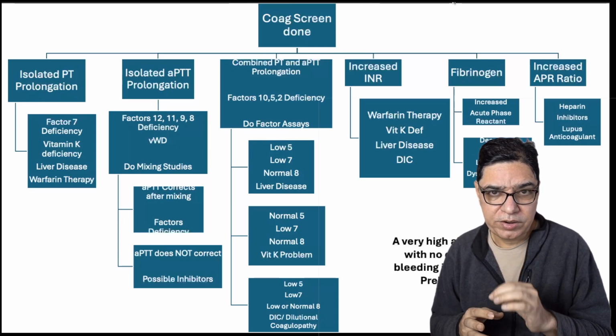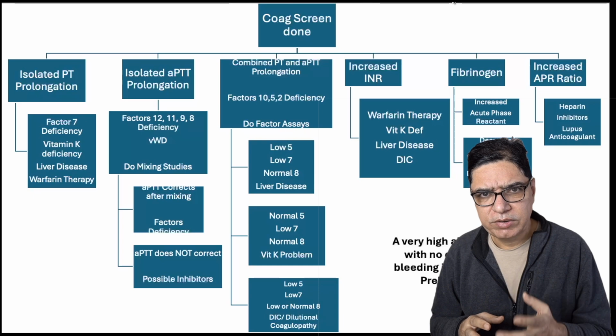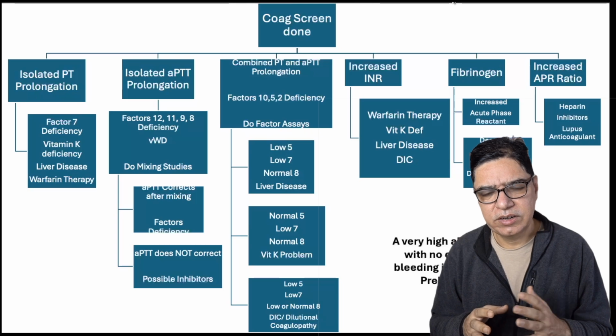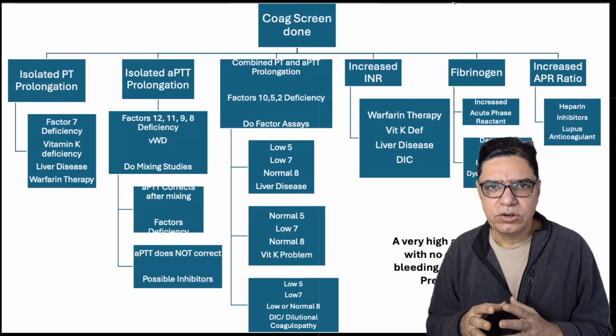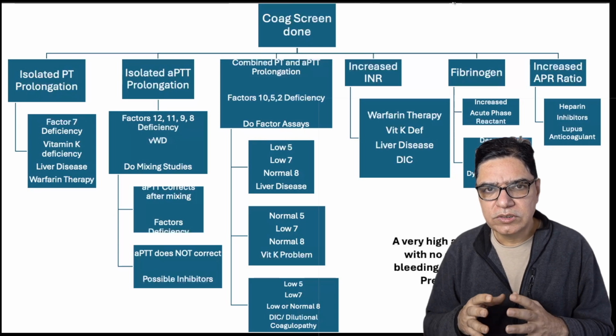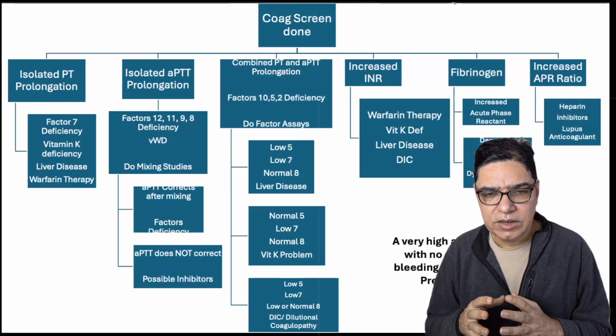Now remember, factor 8 deficiency is your hemophilia A, factor 9 deficiency is your hemophilia B, factor 11 deficiency is your hemophilia C. Remember, hemophilia A is the most severe, B is slightly less, C is even less, and von Willebrand deficiency is a different domain. So these factor deficiencies can give rise to an isolated prolonged APTT.